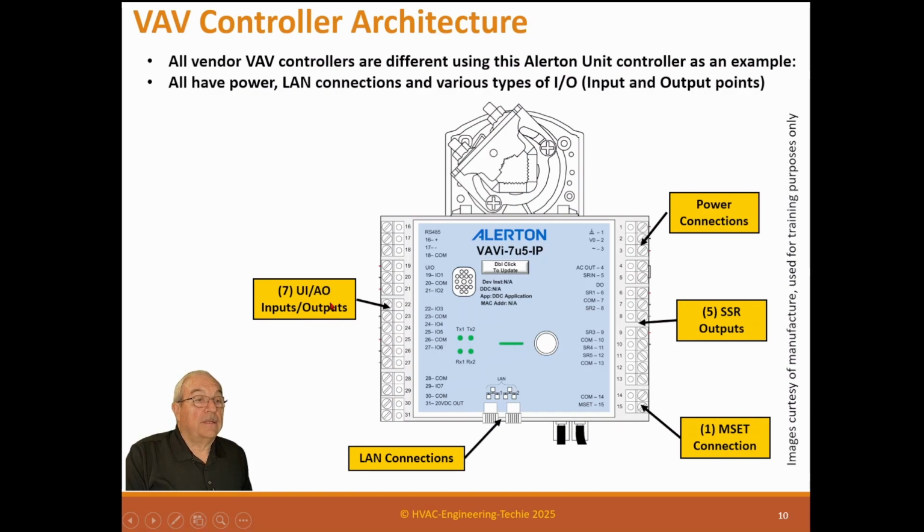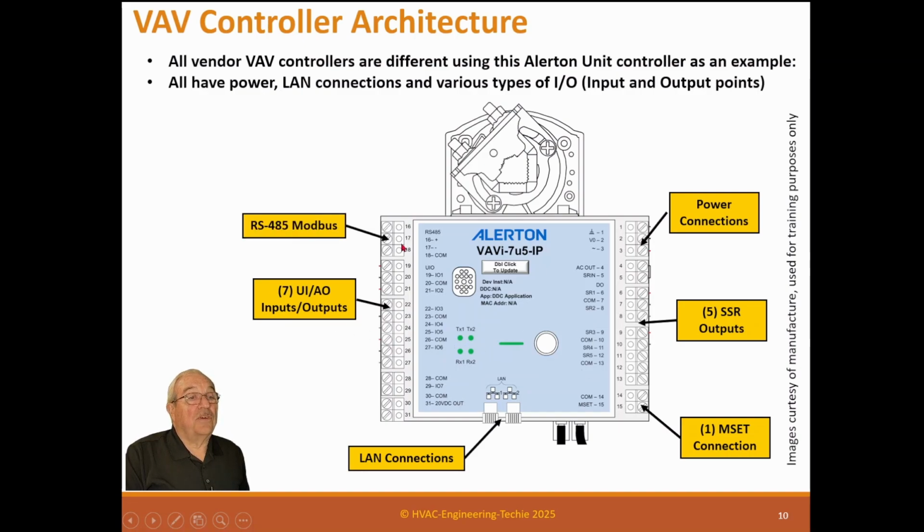It has 7 UI-AO inputs and outputs. Now, just because this has 7 AOs, this cannot run 7 analog outputs. Just so you know, this is counting on you to use one analog output for a hot water valve, right? And maybe a couple of inputs. It's not intended to have 7 outputs. Just because you can doesn't mean you should on this one.